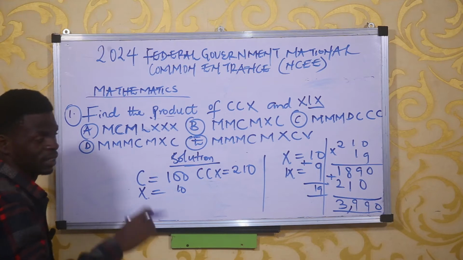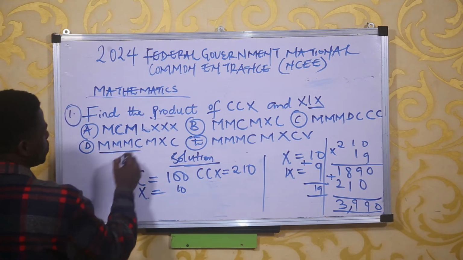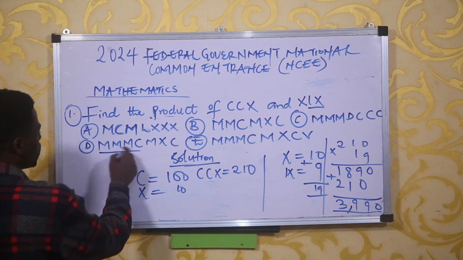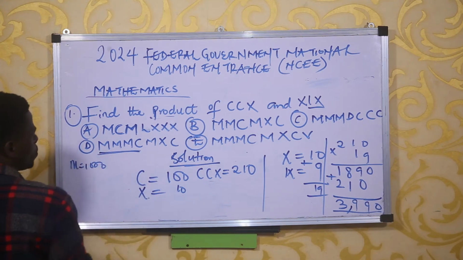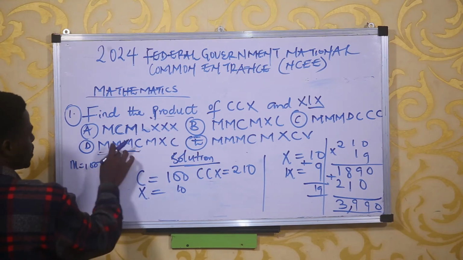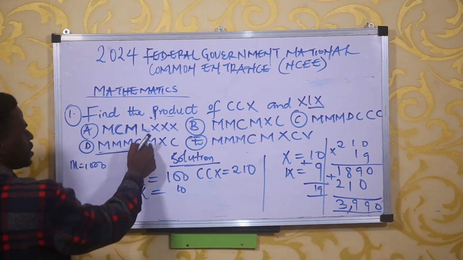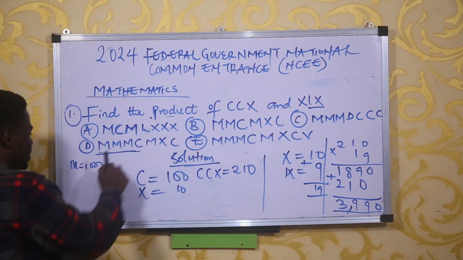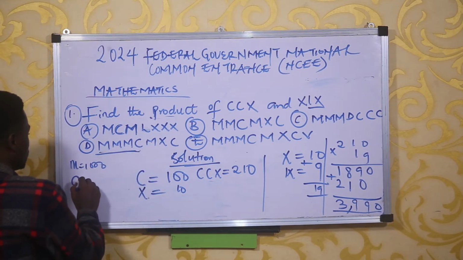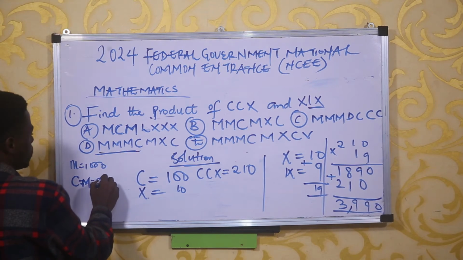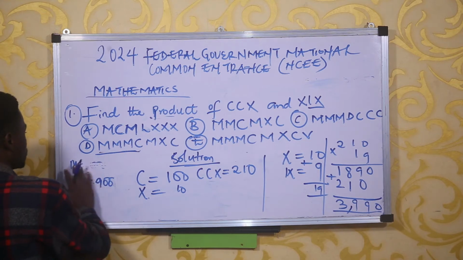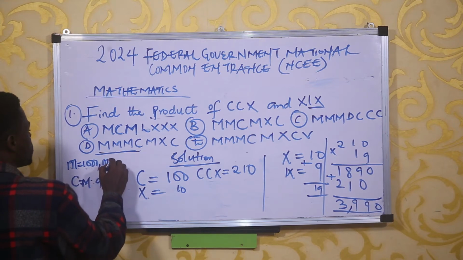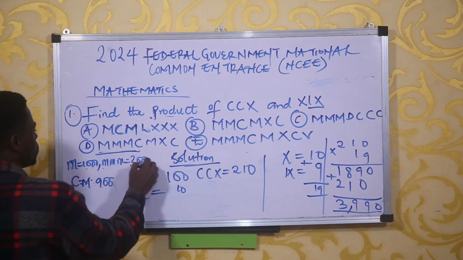Is option D, because this is 3,000. Don't forget our M is 1,000. So this 3M makes 3,000. Then this is CM. CM represents 1,000 minus 100, that's 900. Don't forget our M is 1,000. Definitely 3M is 3,000. Take note of that.